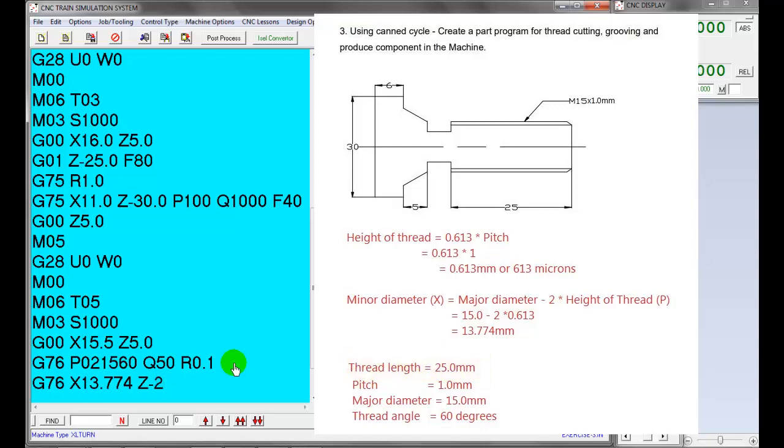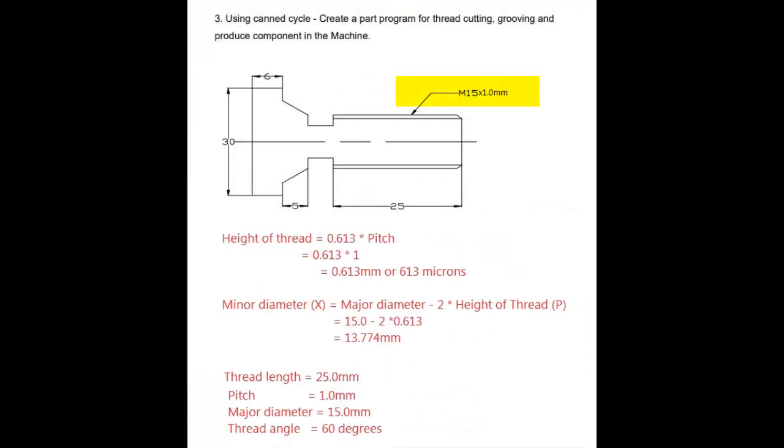Let's see how to calculate the minor or core diameter of thread. We are going to machine M15 metric thread with pitch 1 mm. To calculate minor diameter, first calculate height of thread or total depth of thread. Please find the calculation.